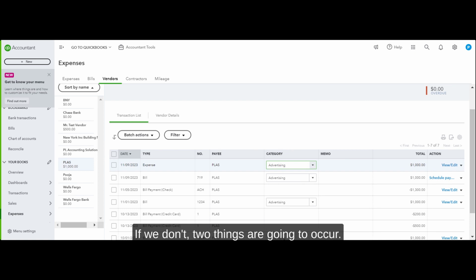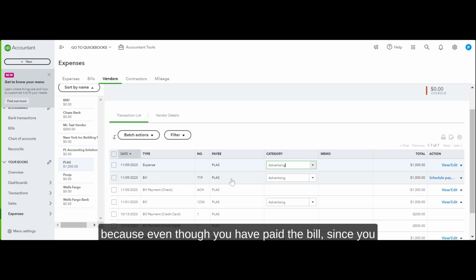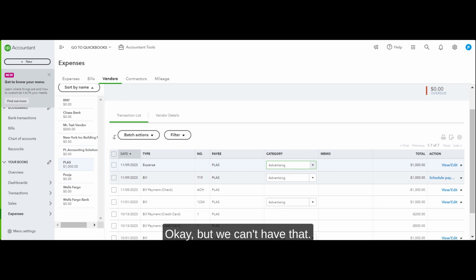If we don't, two things are going to occur. Your expenses are going to be overstated because you have an expense entry pointing to the expenses and a bill entry pointing to the expenses too. Number two, your accounts payable is going to be overstated because even though you have paid the bill, since you haven't connected the payment to the bill yet, your bill is going to stay open, which is going to overstate your accounts payable as if you still owe that money. Okay, but we can't have that.